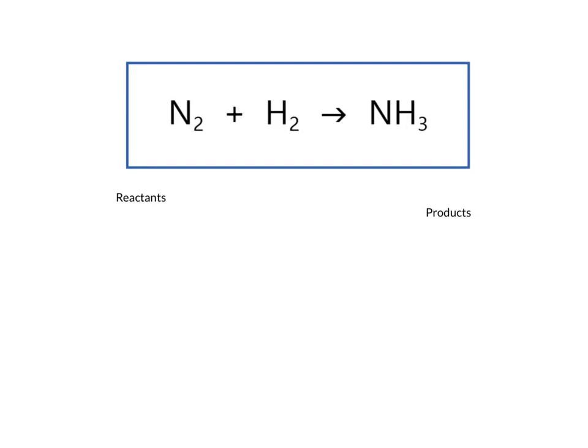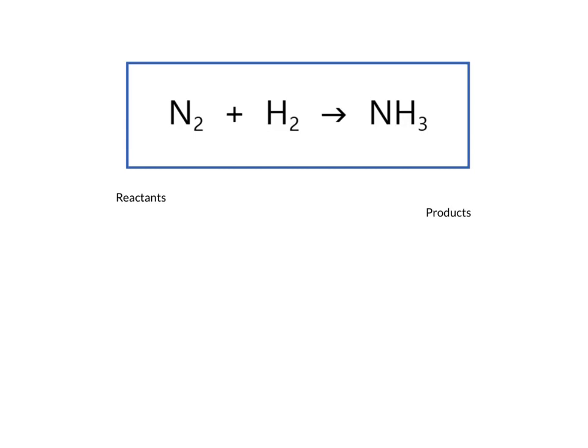How to balance a chemical equation. Here we can see nitrogen combining with hydrogen to form ammonia. On the left side are the reactants of the formula. On the right side are the products. Our reactants combine to form our products.